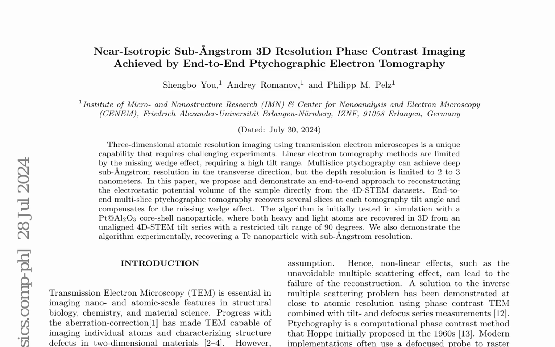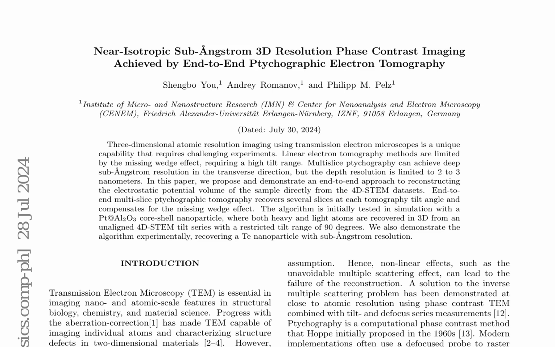The proposed end-to-end approach for reconstructing the electrostatic potential volume of a sample directly from 4D STEM datasets combines phase contrast imaging with atomic resolution electron tomography. This method overcomes limitations of traditional imaging methods by utilizing multi-slice ptychography to compensate for the missing wedge effect and recover several slices at each tomography tilt angle.